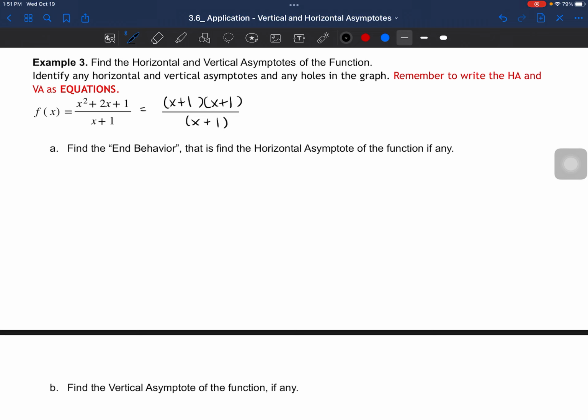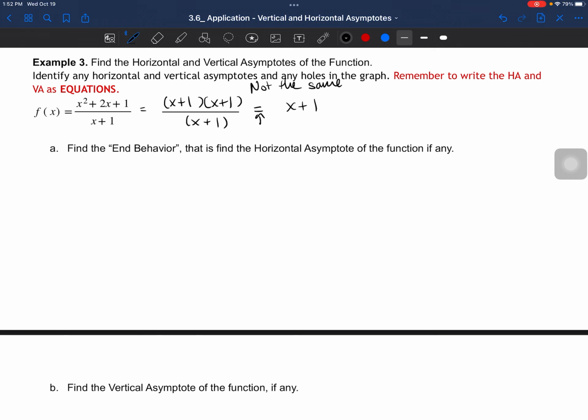So what we notice here is that these two are simplifying, right? We have x plus 1 on the numerator, and x plus 1 times x plus 1 all over x plus 1. So one of the factors can cancel each other out and give you x plus 1. Now, these two are not technically the same.